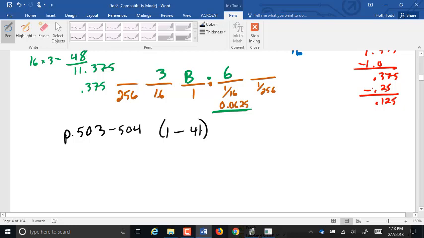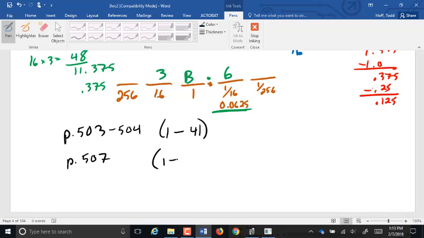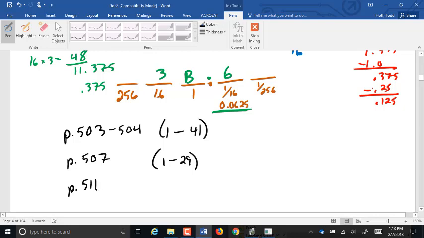On page 507, we didn't cover subtraction, but I kind of want to see what you can do with it. So let's do 1 through, let's go 29. The odds there. On page 511, we're going to look at 1 through 32 there. Actually, should we go 1 through 31, the odds?